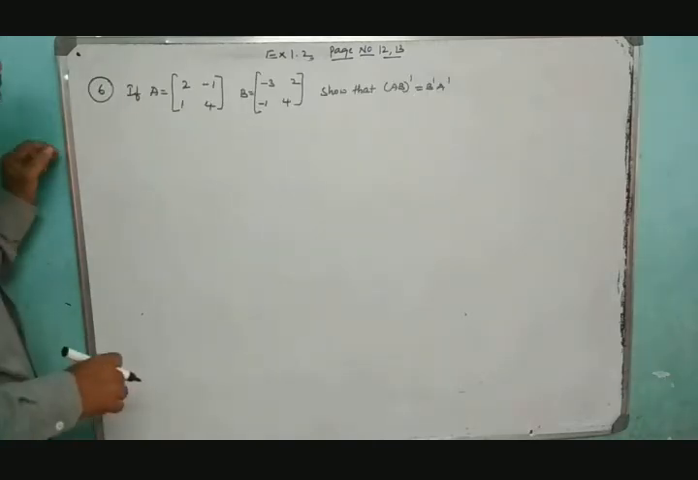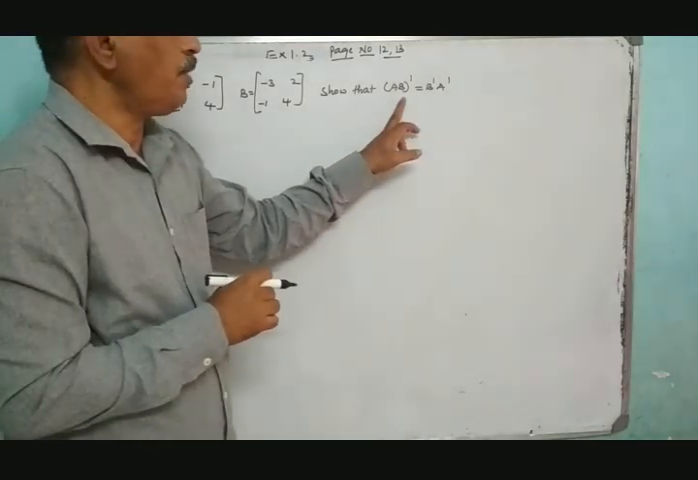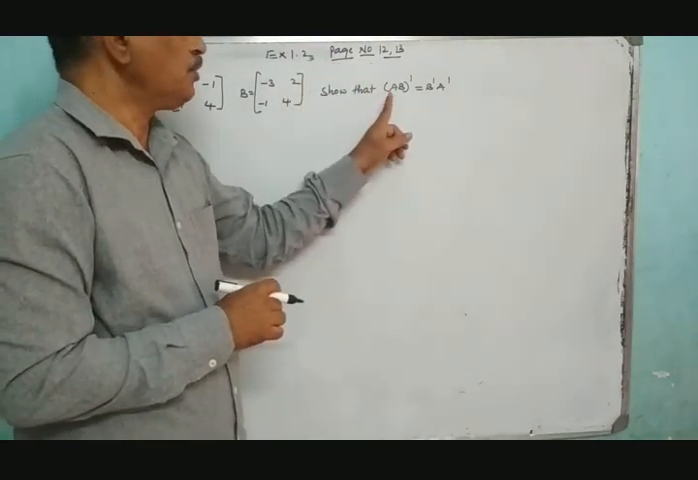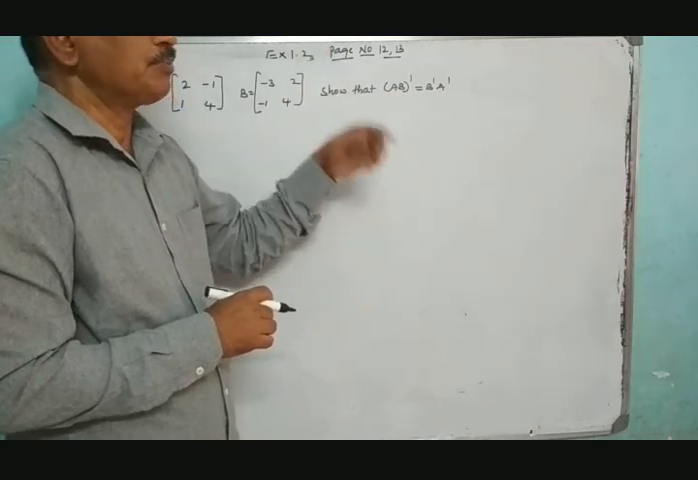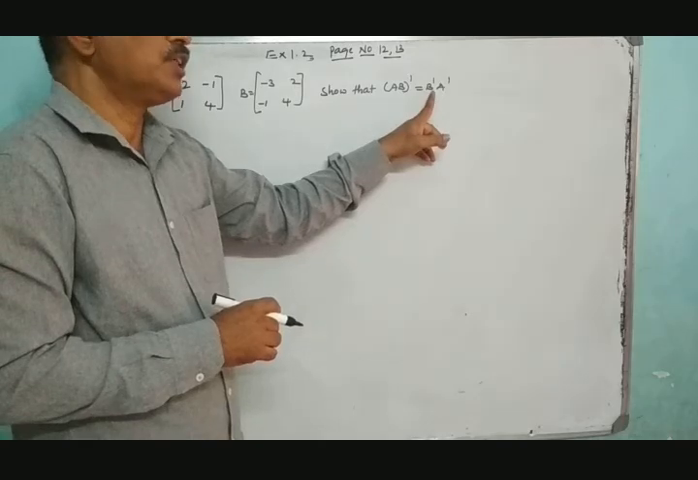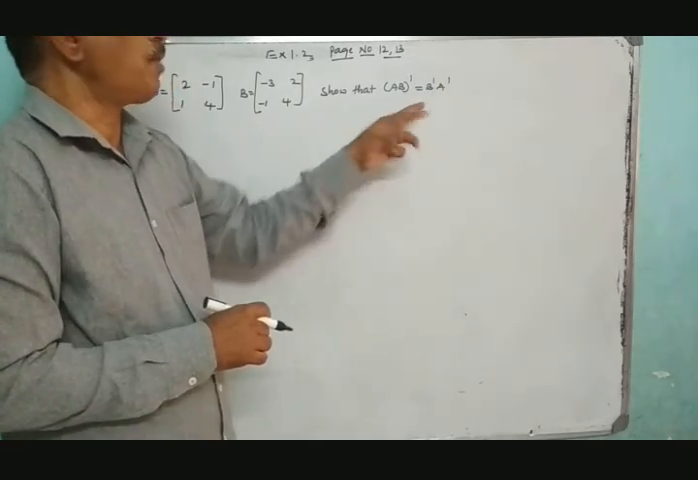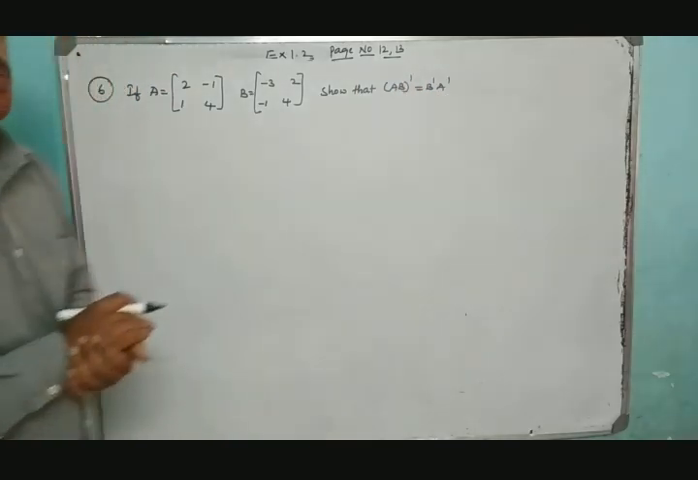So, fifth question is homework. Sixth question I have taken. A matrix A, matrix B, it is asking you to show that (AB) whole transpose, that means first you have to multiply, then transpose, is equal to B transpose A transpose. For that, first you have to do B transpose, then A transpose, then multiply. You have to see that both answers should be the same.